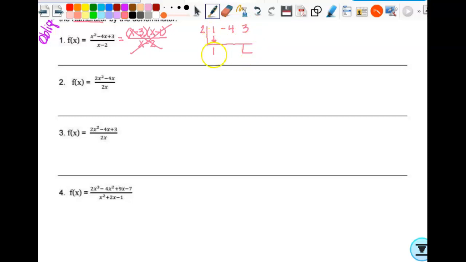Bring down the 1. This is 2, -2, -4, -1. Okay, so let's think about what this tells us. We got a remainder. I don't know if you were expecting one or not. But if I didn't get a remainder, that means it divides evenly, which means there should have been something I could cancel out, and I missed a hole somewhere, all right?